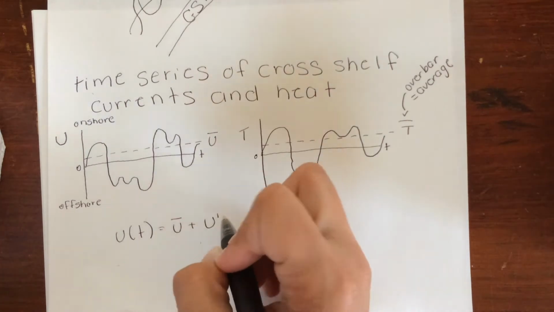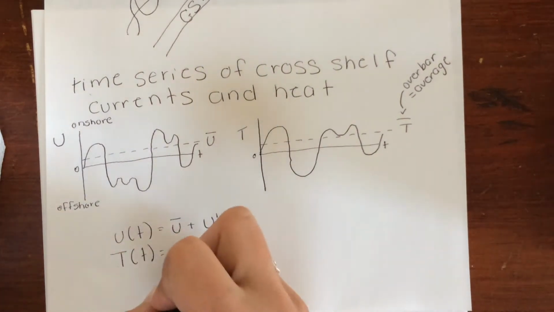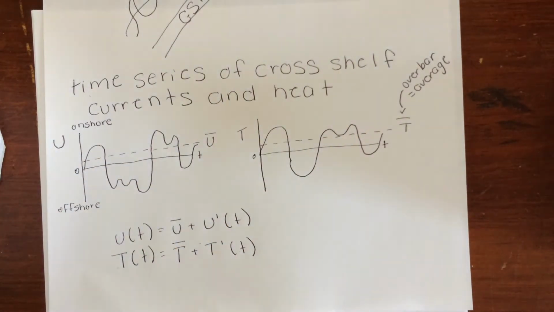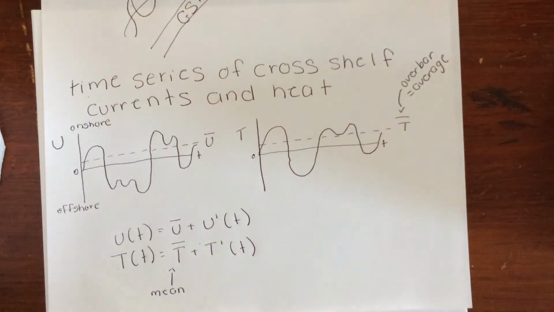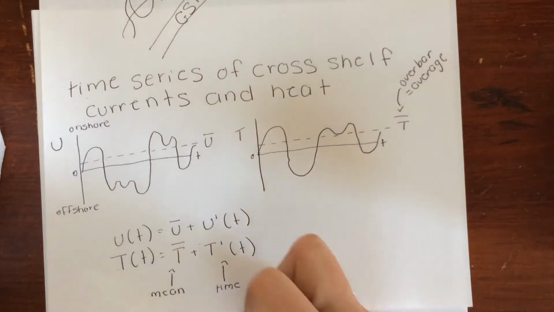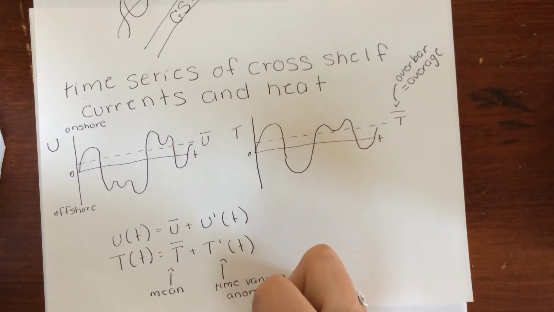Now we can describe how velocity and temperature change as a function of time. This is simply the mean added to the time-varying anomaly. The anomaly is simply the deviation from the mean, and we'll denote it by u prime of t and big T, temperature prime of t. So every data point can be described as the mean plus the deviation from the mean.